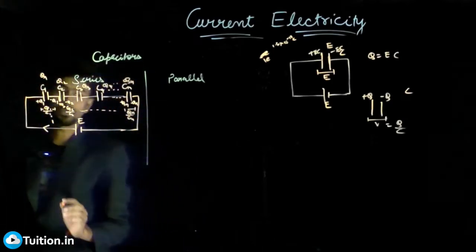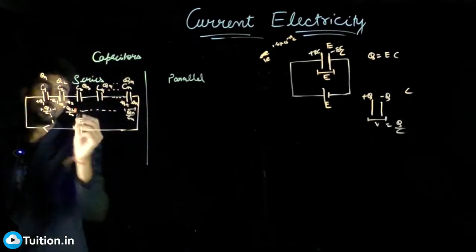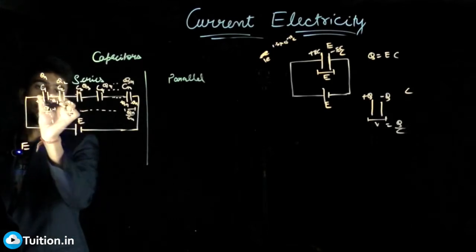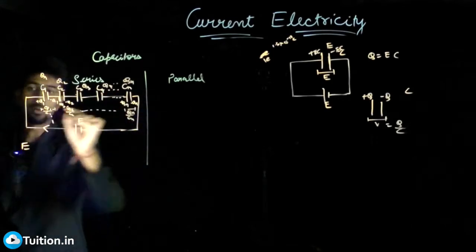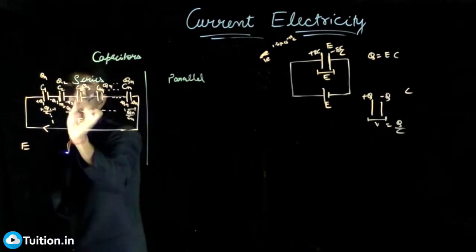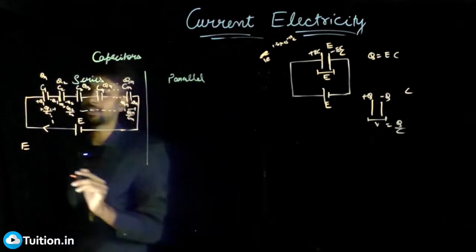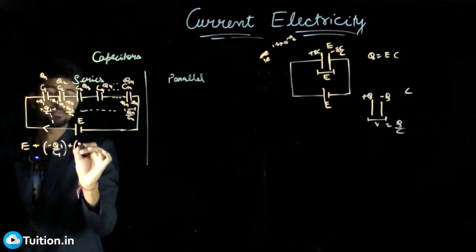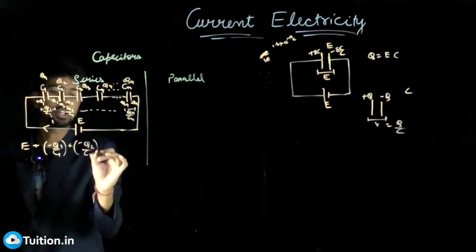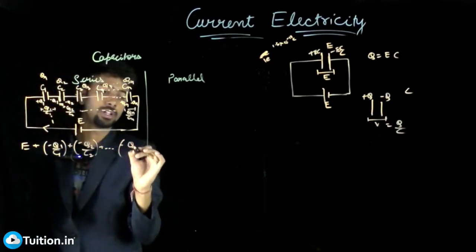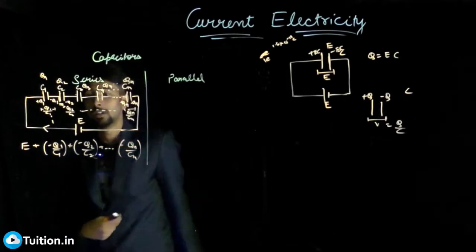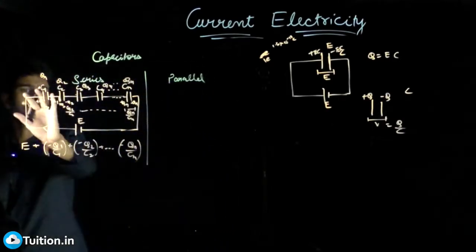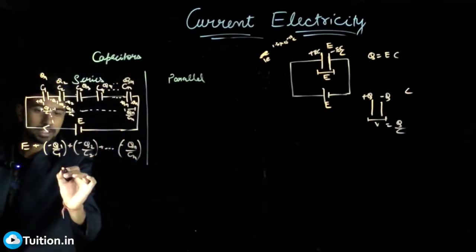So apply Kirchhoff's loop law here. Go in this direction, it will be a plus E, and then because for all these capacitors the direction in which you are moving is in the decreasing potential, you'll add a minus Q1 by C1, a minus Q2 by C2, basically you're just adding potentials, and so on, up to a minus Qn by Cn, right?